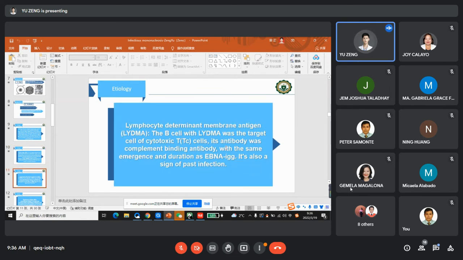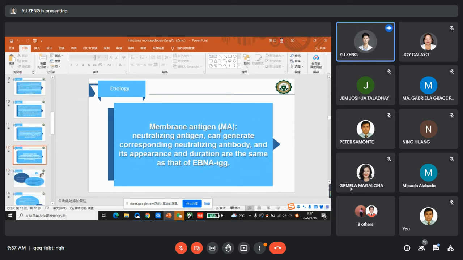Lymphocyte determinant membrane antigen. The B cell with LYDMA was the target cell of cytotoxic T cells. Its antibody was a complement binding antibody with the same emergence and duration as EBNA IgG. It's also a sign of past infection. Membrane antigen, abbreviated as MA, is a neutralizing antigen, and it can generate corresponding neutralizing antibody, and its appearance and duration are the same as that of EBNA IgG.